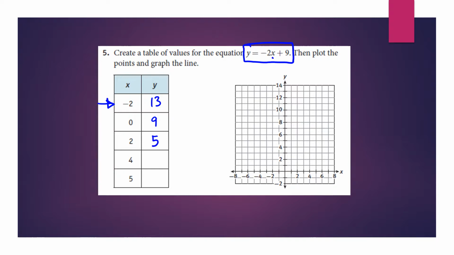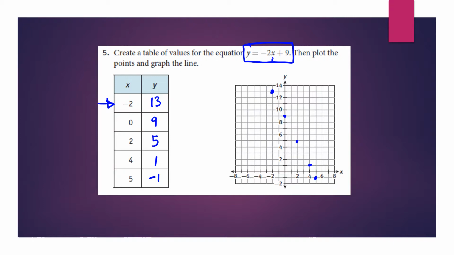And when I plug 4 in, I would have -8 plus 9 would be 1. And when I plug 5 in, I'd have -10 plus 9, which would be -1. And we're supposed to put those in the graph. So let's see, (-2, 13), (0, 9), (2, 5), (4, 1), and (5, -1). So that's what it will look like there.